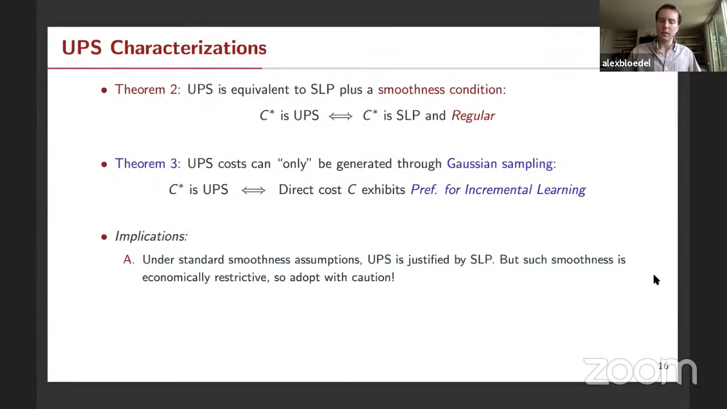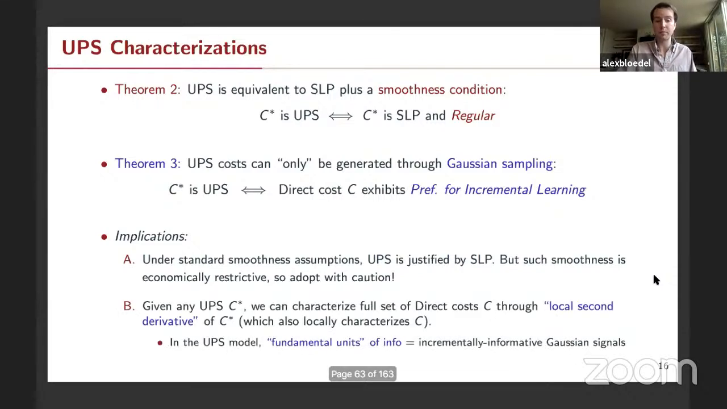So the main implications of these two theorems, before I get into details, first of all, are a kind of partial justification for the UPS model. The first theorem, as I mentioned earlier, says that under a smoothness condition, UPS is justified by the optimization inherent in the SLP model. But the second theorem says that the smoothness condition needed to get this equivalence is economically restrictive. So basically, adopt it with caution.